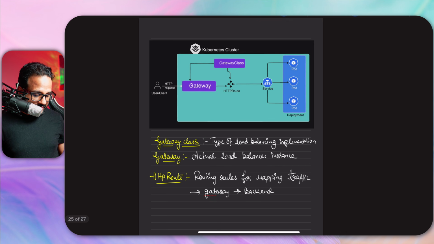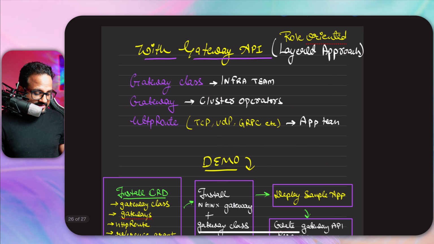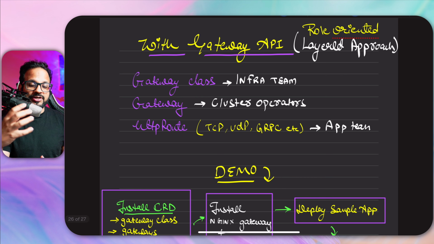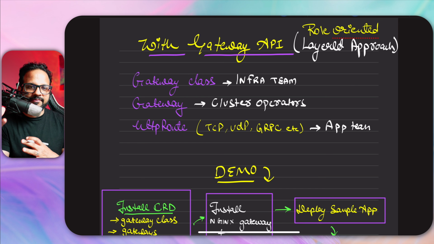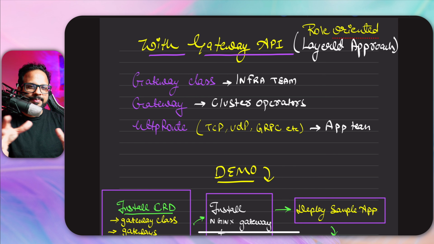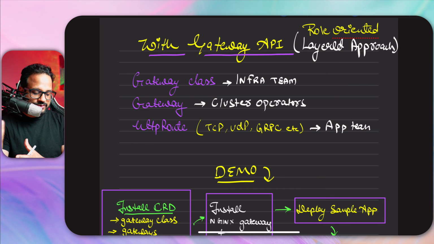Okay, and the next is, it also focuses on a layered approach. Like in Ingress, everything was managed and controlled by one single team because you have one Ingress object and everything resides in that Ingress object, right? There is an Ingress controller as well, but it just provides you the implementation for the Ingress resource, right?